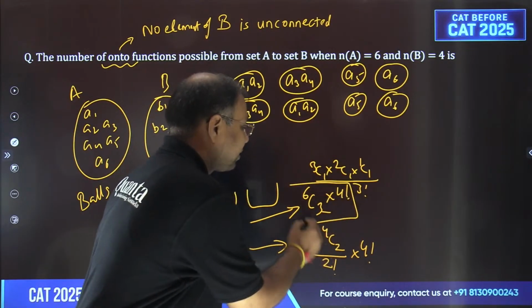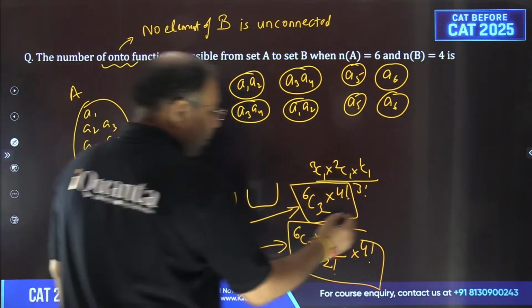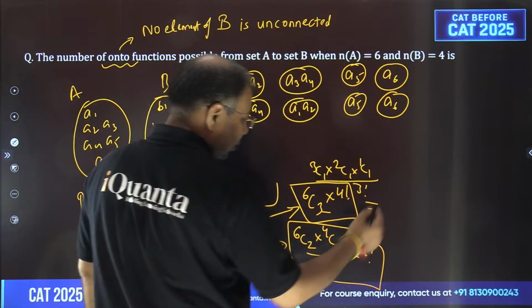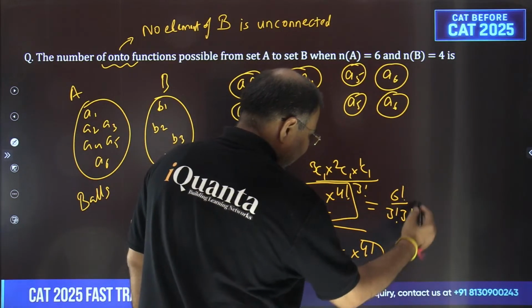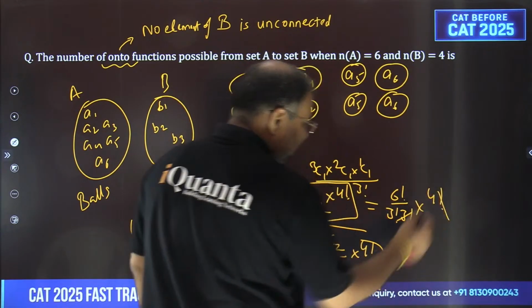So this was the part here, and same way, this is the part here. Okay, now let's calculate this. How much is 63? So 63 is 6 factorial by 3 factorial. Let me write that. And we also have this 4 factorial here. So this 3 factorial will be cancelled, only 4 would be remaining.